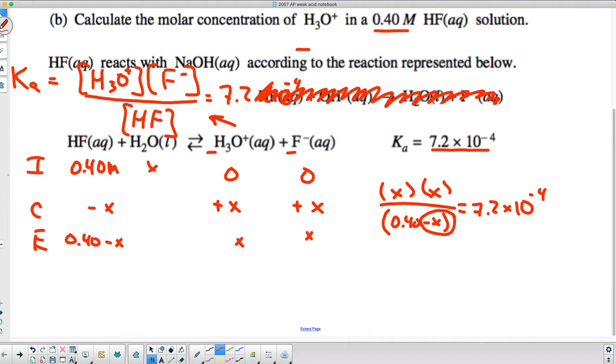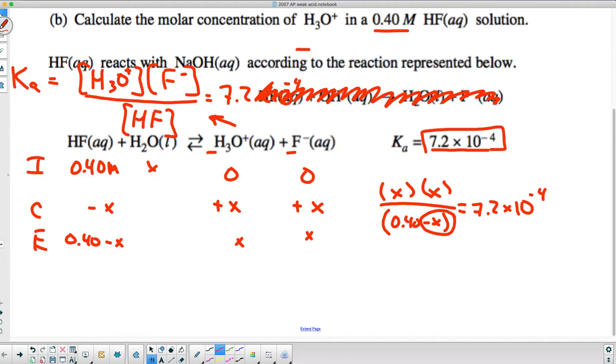So we're not dealing with this number. This 7.2 times 10 to the negative 4 still represents an equilibrium constant, which is the same thing we had in last chapter. So notice how small it is, times 10 to the negative fourth. That means that the reactants are heavily favored. Now let me explain what that means.